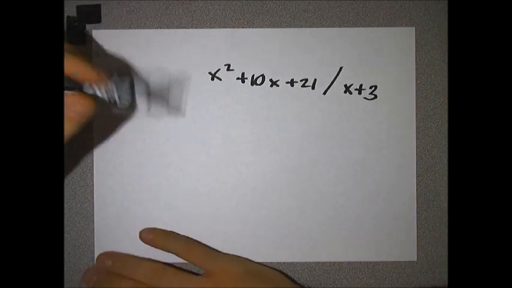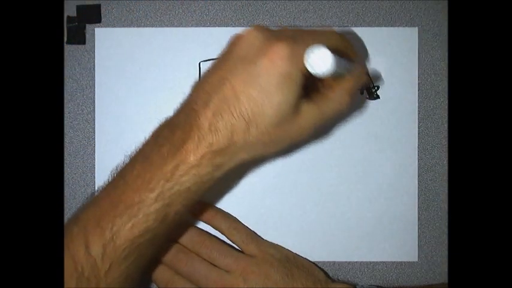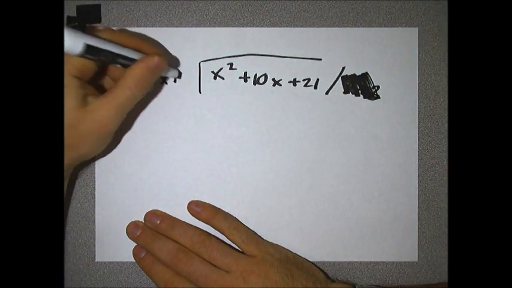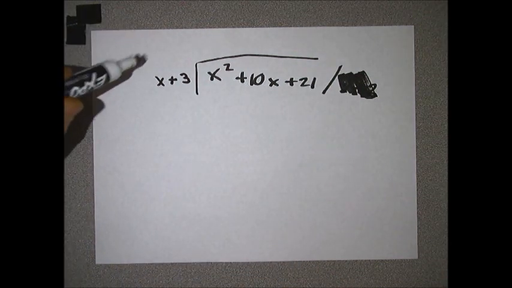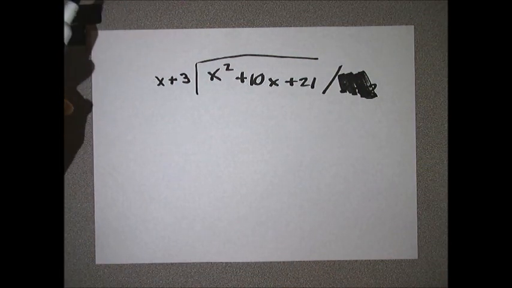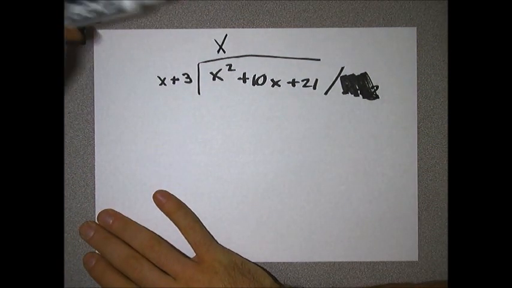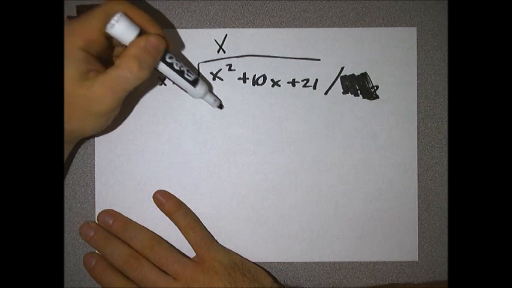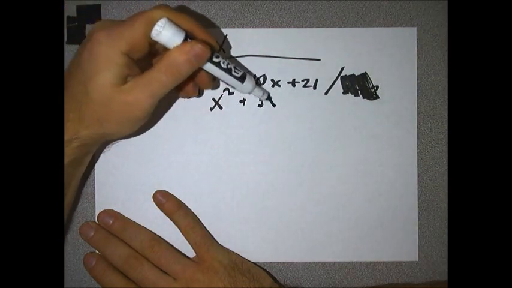Okay, so we want to do long division. So I'm going to do the same thing, put it in a bar. I'm going to scratch this out, put the x plus 3 right there. First question you ask yourself is x times what is x squared? And that answer would be x. Then I multiply. X times x is x squared. X times 3 is 3x.